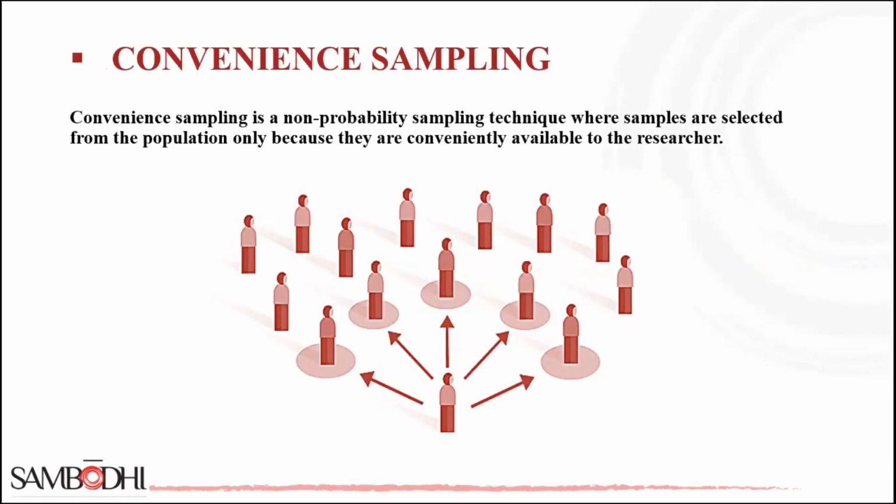Convenience sampling is a non-probability sampling technique where samples are selected from the population only because they are conveniently available to the researcher. So the name itself says convenience. The researcher chooses these samples just because they are easy to recruit, and did not consider selecting a sample that represents the entire population.